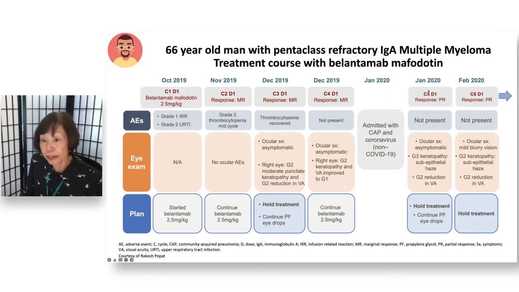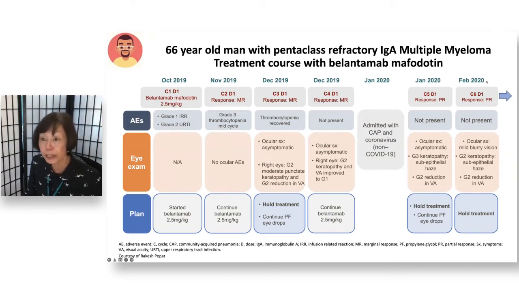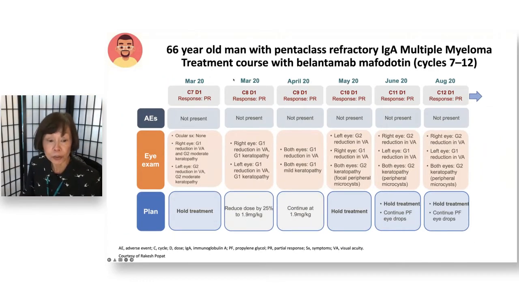Later on that month, he recovered, and we assessed him for cycle 5. At this time, he had a grade 2 reduction in visual acuity, grade 3 keratopathy, and we held the treatment, and we continued to give him eye drops. In the next cycle, again, he still had grade 2 reduction in visual acuity with grade 2 keratopathy, and we held the treatment again. So you can see from starting in October 2019 till February 2020, he only received 3 doses. So what happens then?